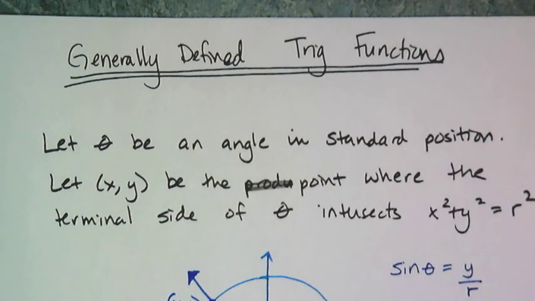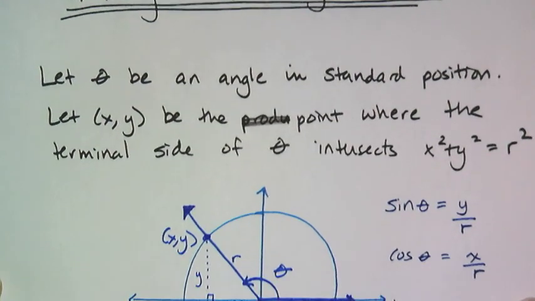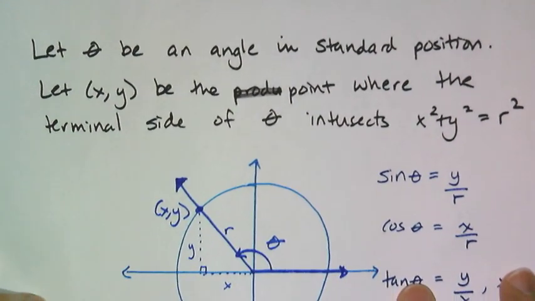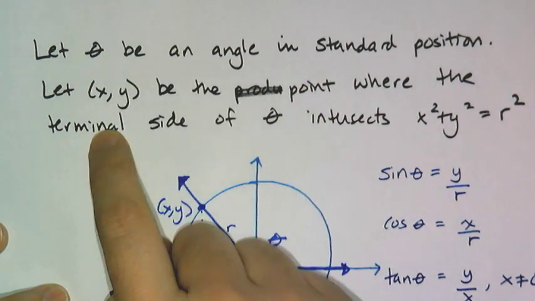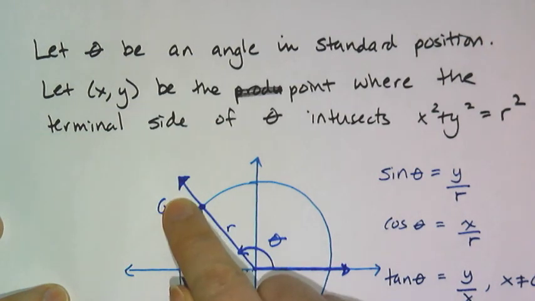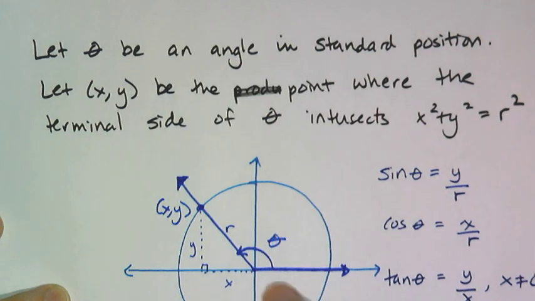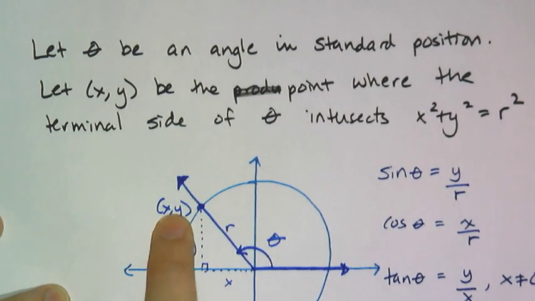So now that we have a way to have any number be an angle measure, I can talk about generally defined trig functions. Now the trig functions you know are the ones that are related specifically to a right triangle, and we're going to look at them in terms of angles in standard position. So if I let theta be an angle in standard position and x, y be a point where the terminal side of theta intersects with the circle of equation x squared plus y squared equals r squared. So I have some circle, its equation is x squared plus y squared equals r squared. And I have the terminal side of the angle hit the circle at x comma y.